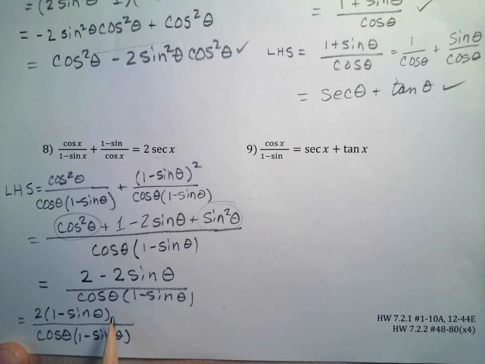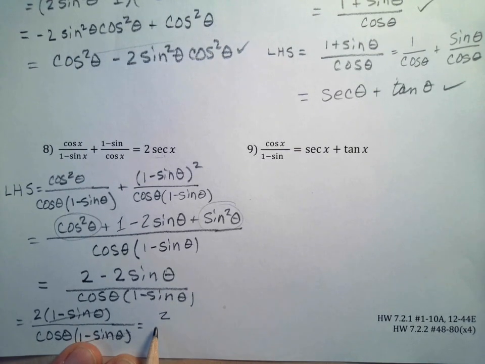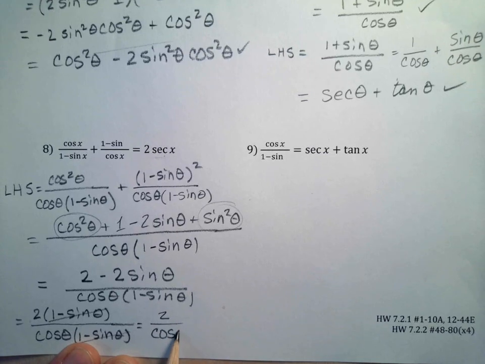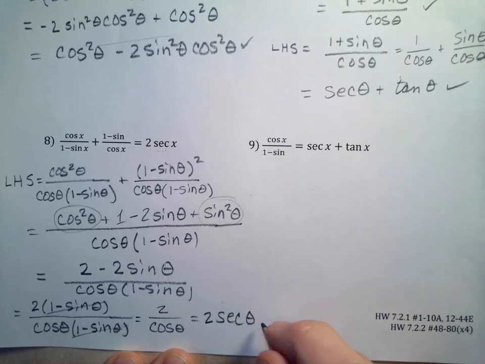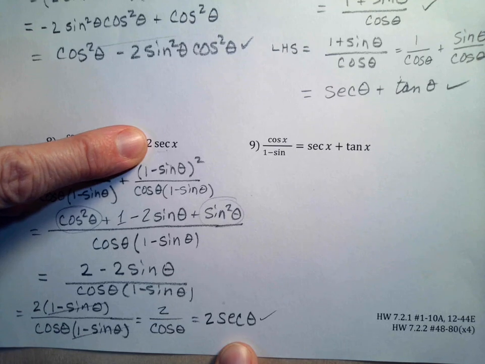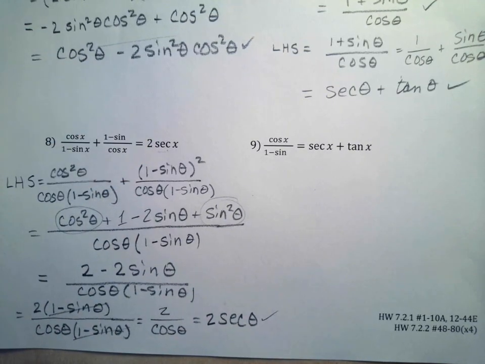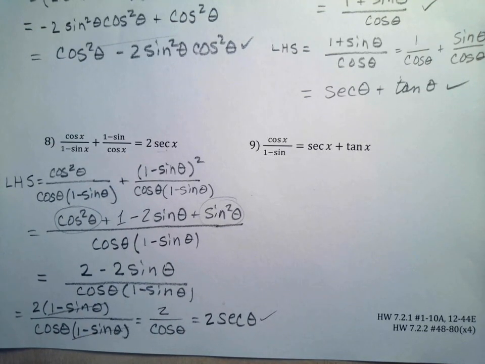And now you can see that this will cancel with this, leaving us with 2 over cosine theta, which is the same as 2 times secant theta. Of course, I wrote thetas instead of x, but same thing. Okay, so that is what we wanted the right-hand side to be. So that one was probably the most complicated so far. All right, try the next one.